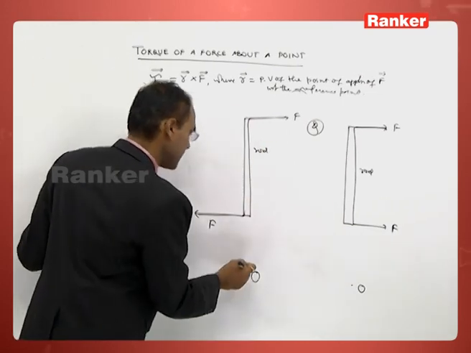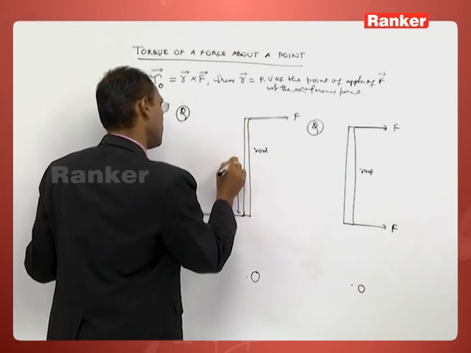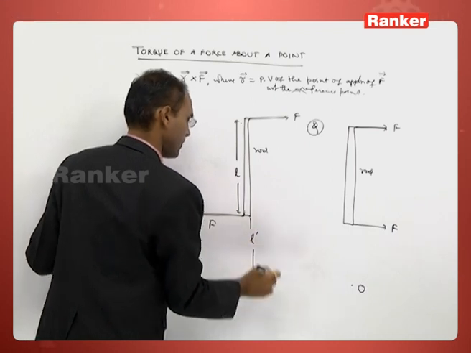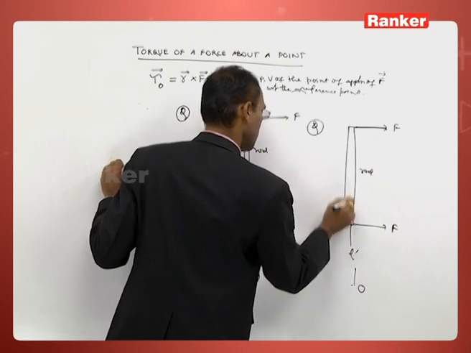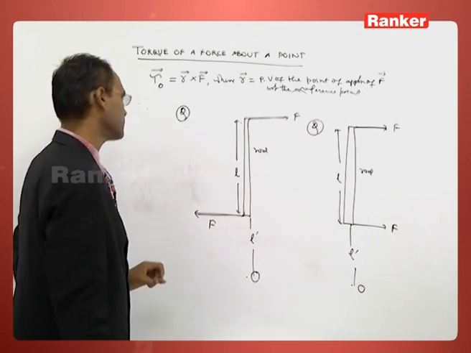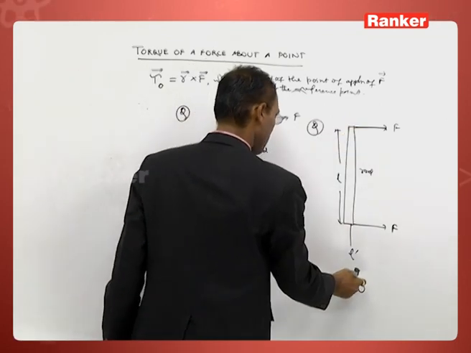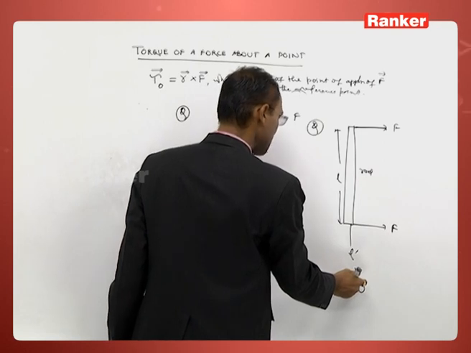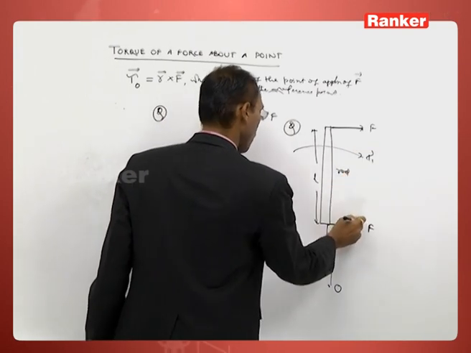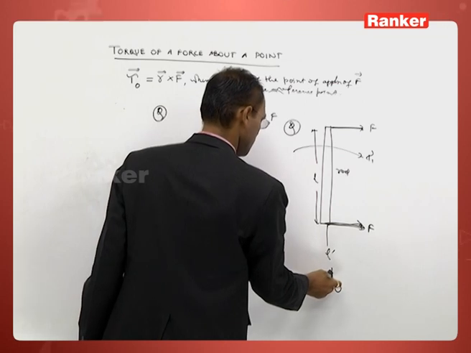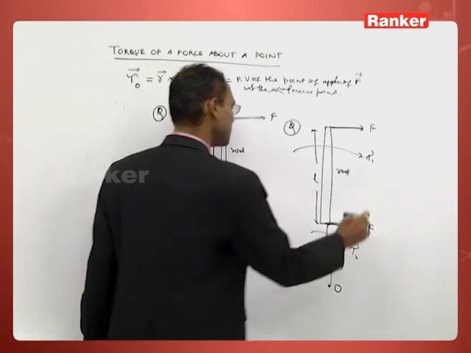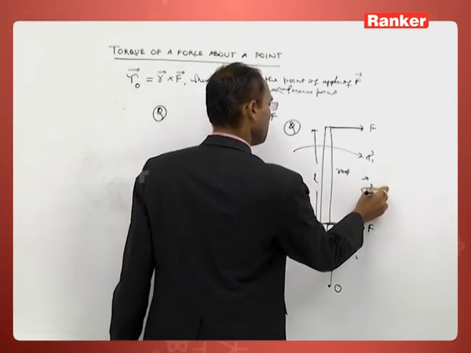Well, this is the reference point, this is L. Let it be L dash. This is L. This force will produce a rotational effect about this point in this sense. Let it be tau 1. This force will produce a rotational effect about this point in this sense, this is tau 2. The net rotational effect can be written as tau 1 plus tau 2.